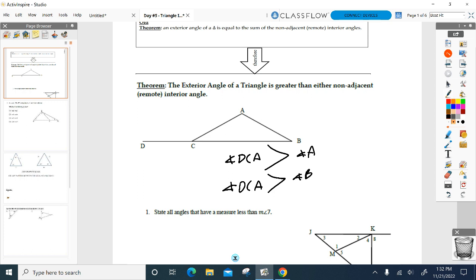Notice what it does not bring up. I cannot tell you the relationship between these two. All I can tell you is they equal 180. I can never tell you what's bigger and what's smaller. I can only tell you the exterior is greater than either of the two remotes. Can't tell you anything about the one next to it. So don't fall for "it looks like it." We don't go by looks.